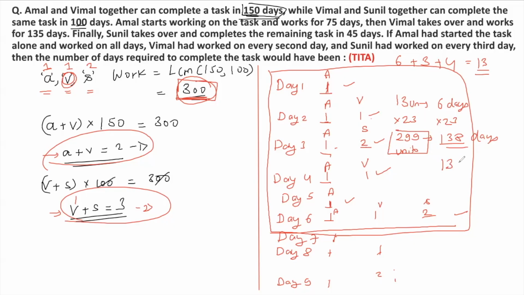So on the 139th day, again, Amal will start the work and complete the remaining 1 unit, right? The target work of 300 will be accomplished in 139 days. That's the answer to your question, 139.